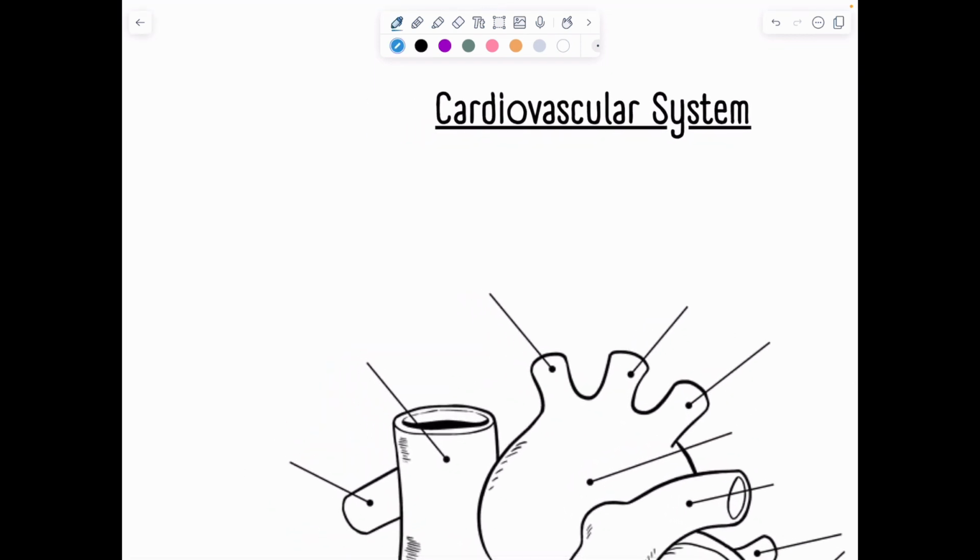So blood that goes into the heart is deoxygenated because it's already given its oxygen to the cells. So it's coming back to the heart to get oxygen. So going into the heart is deoxygenated, and going out of the heart, we have oxygenated.